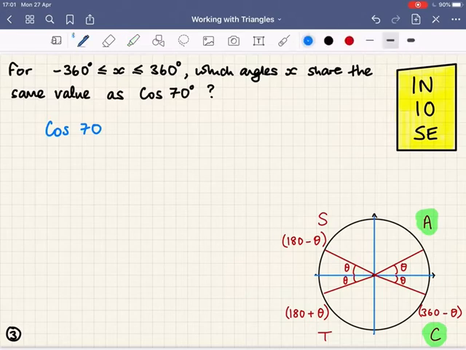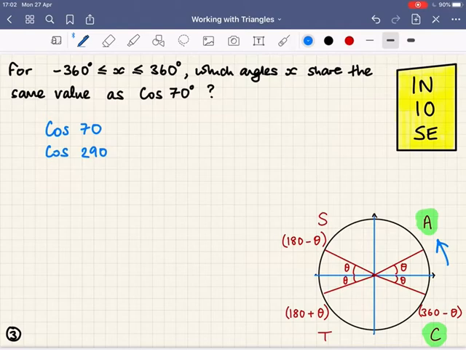So going in a positive direction, in an anti-clockwise direction, I don't get another value that's the same as cos 70 until I'm in the fourth quadrant. And that's going to be 70 degrees short of 360. 360 minus 70 is 290. So cosine of 290 will give the same value.